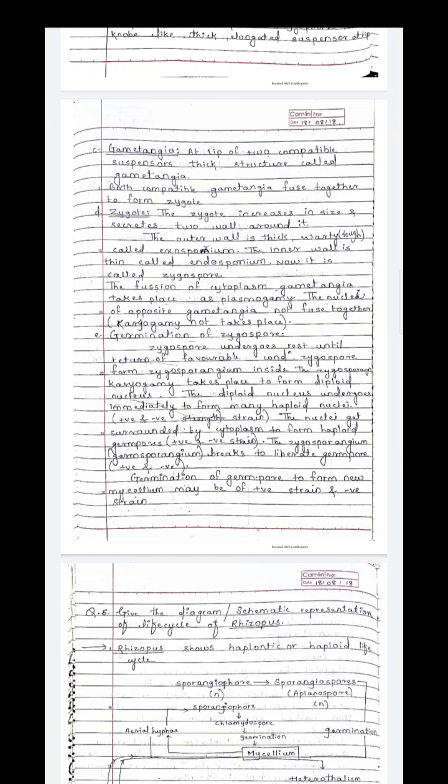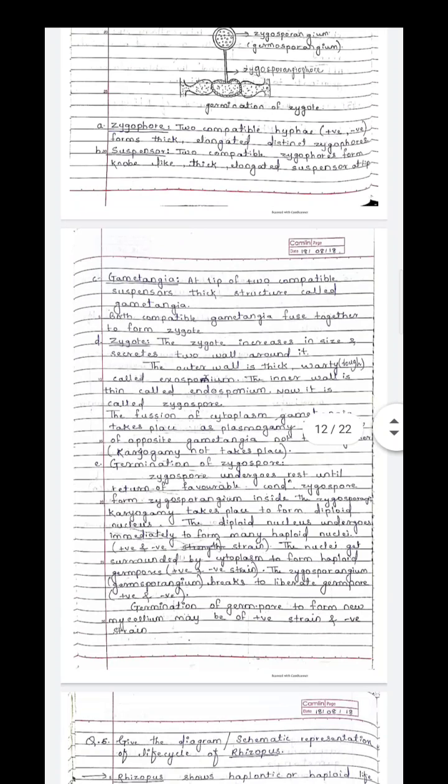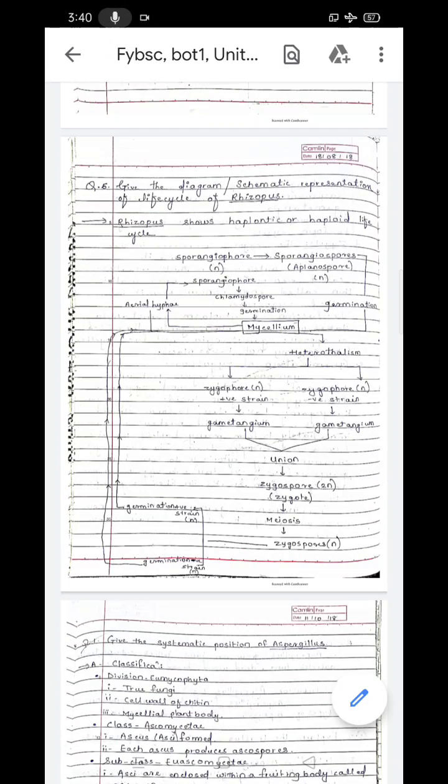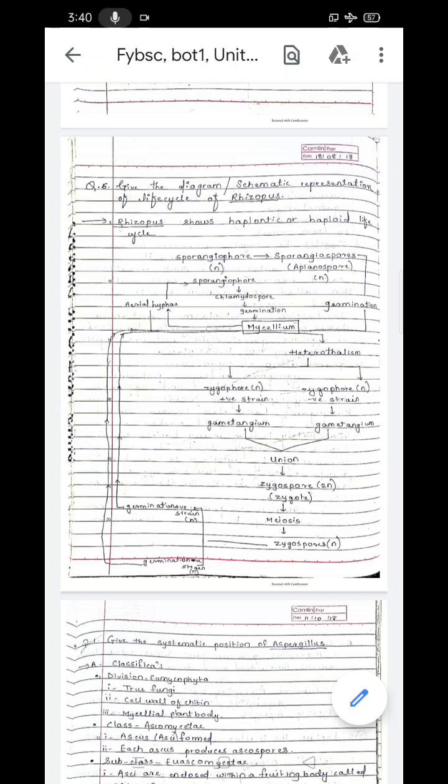So this is the fact, and questions may be asked on the gametangium, homothallic, heterothallic, or what is zygospore, zygophore. On these different points, different questions may be asked. So this is the revision of the characteristics of Phycomycetes as well as Rhizopus. In the next video, we take the revision of Aspergillus. This is the third part of the second unit. Now I stop here.